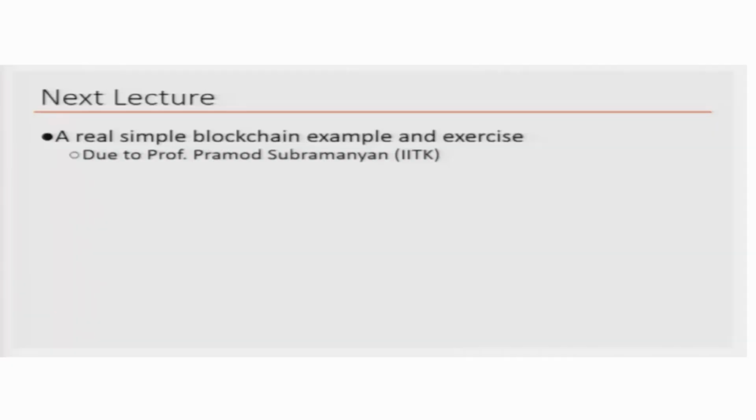In the next lecture, we will see how to create a simple blockchain on your own and some exercises pertaining to that. This simple blockchain example was created by my colleague Pramod Subramaniam. So, we will see that in the next class.